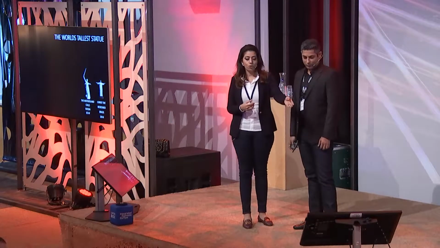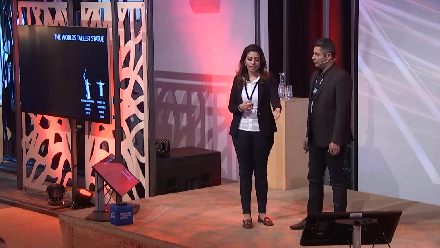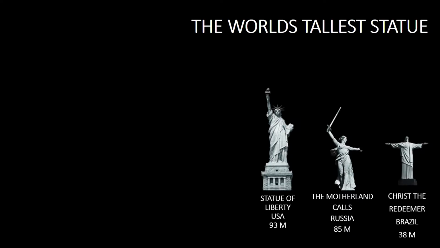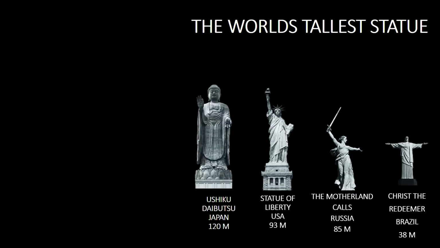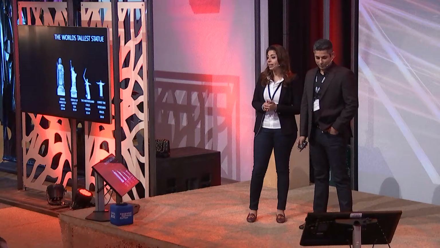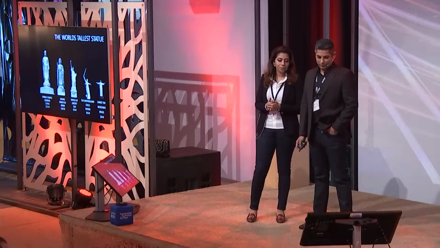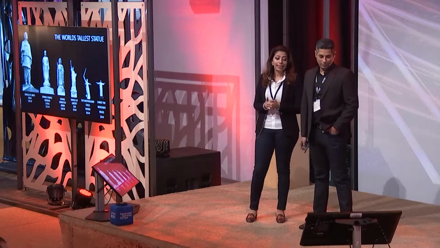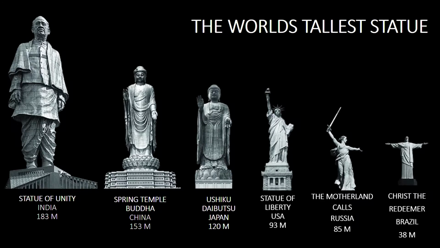If you draw a comparison, Christ the Redeemer is at 38 meters. Then we have the Motherland Calls at 85. The Statue of Liberty is at 93 meters. Japan has its own statue at 120 meters. We have the Spring Temple Buddha at 153. And coming to the Statue of Unity, it's a colossal 183 meters.